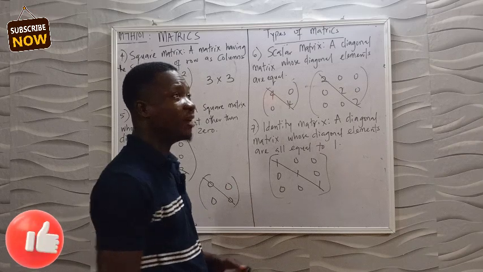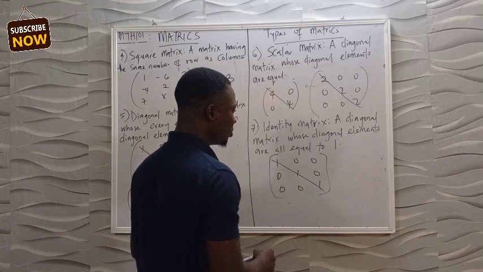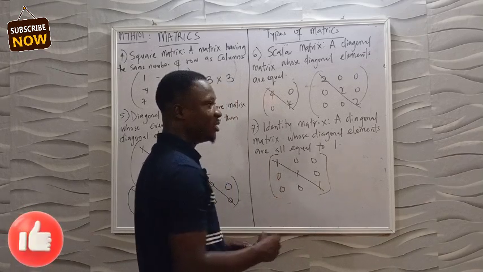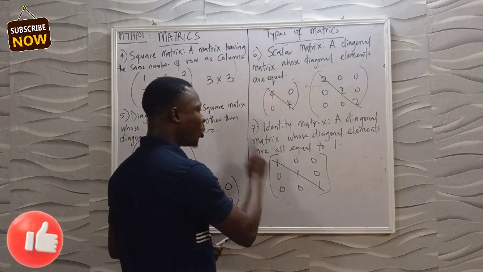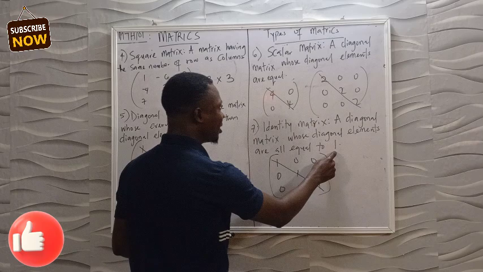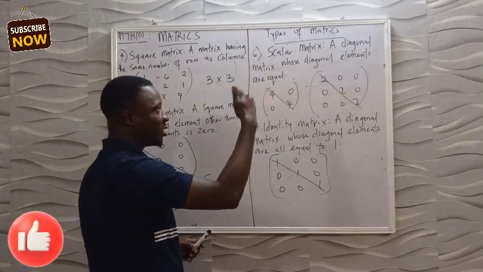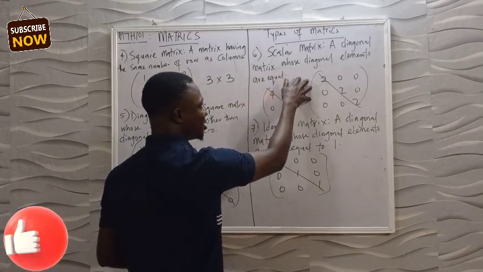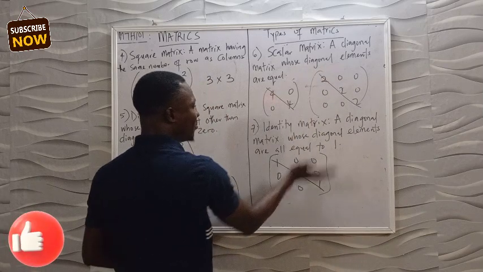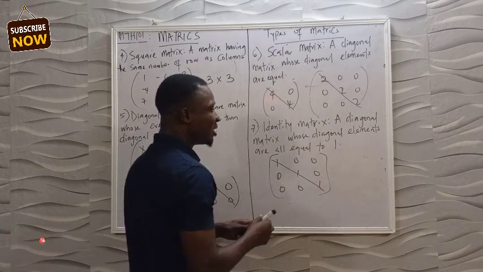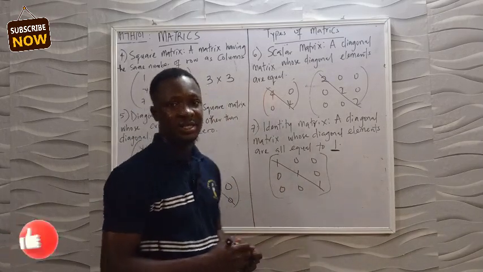Now if we have all the diagonal equal to 2, or all the diagonal equal to 3, it doesn't mean it's an identity matrix. This is specific. It's saying that all the diagonal are equal to what? 1. When we have it greater than 1, it is called a scalar matrix. Take for instance this one, 2, 2, 2. So this is a scalar matrix. It's different from an identity matrix. So an identity matrix is letting us know that once all the diagonal is equal to 1, then it is called an identity matrix.